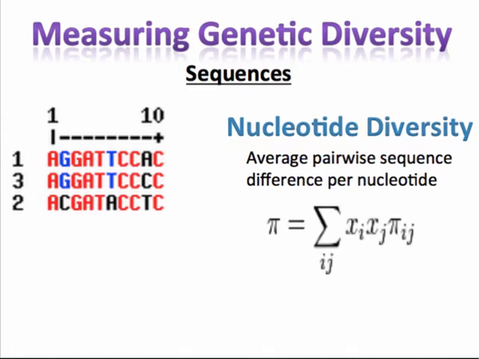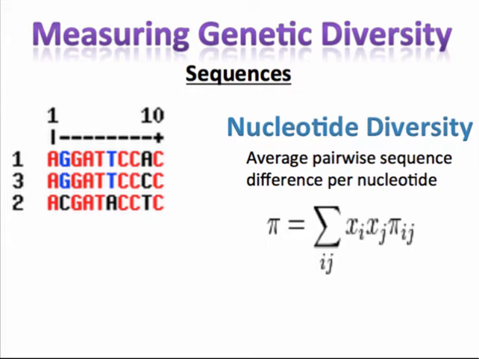So this is the equation that you can use to figure this out. Let's talk through this. So nucleotide diversity equals pi, which is the sum of these 3 factors. And this one right here is the differences between each pair of sequences. And then this is multiplied by the frequency of each of these 2 sequences. So it corrects for the amount of times that you see that allele in the population.